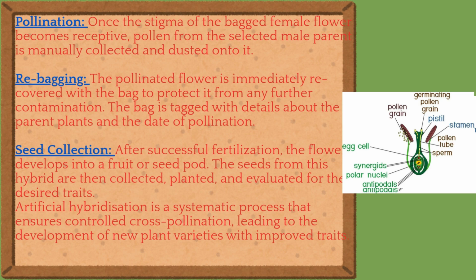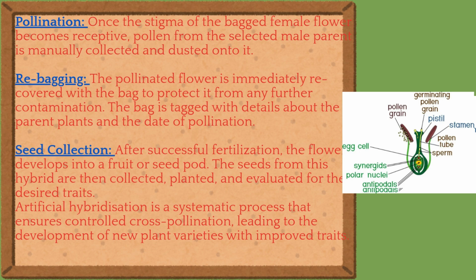Now, the next step is the pollination process. Once the stigma of a bagged female flower becomes receptive, pollen from the selected male parent is manually collected and dusted onto it. The next step, rebagging. The pollinated flower is immediately recovered with the bag to protect it from any further contamination.